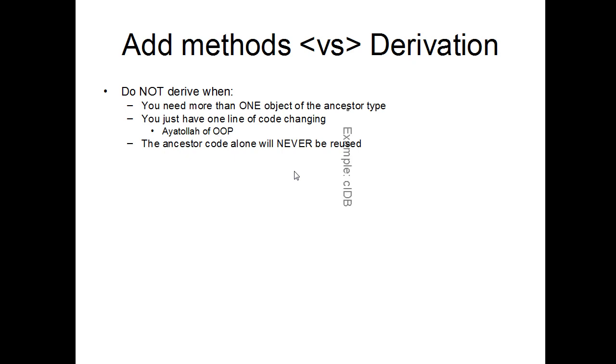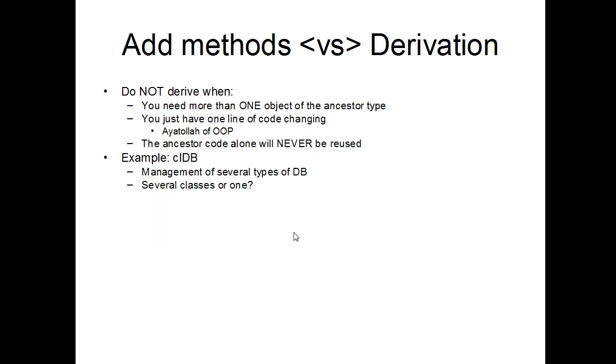Let's take an example. My CLDB class is there to manage access to a database inside a WinDev or WebDev program. I use it indifferently in my web project and in my WinDev project. Clearly, I need to be able to manage several types of database. It can be Hyperfile Classic, it can be Hyperfile Client Server, it can be MySQL, and so on and so forth. So, do I create several classes, one per type of database, or only one?